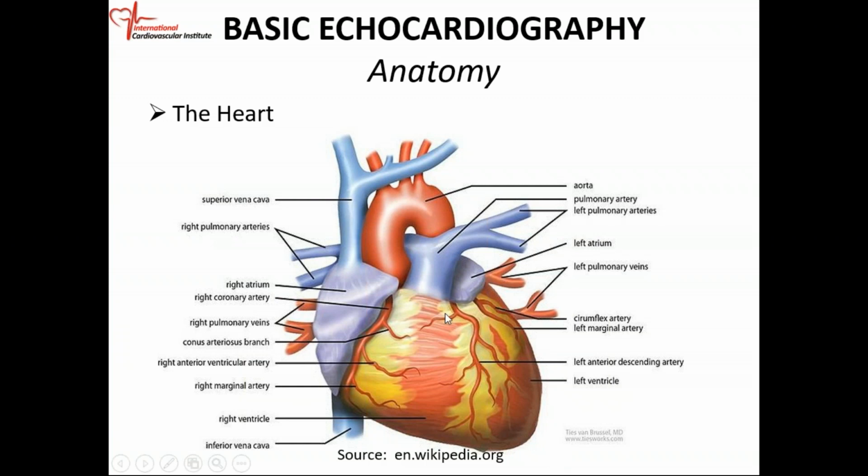Most of the anterior portion of the heart is the right ventricle. The left ventricle is right over here. So most of the anterior surface is the right ventricle, and the left ventricle is right over here. The atria are on top.